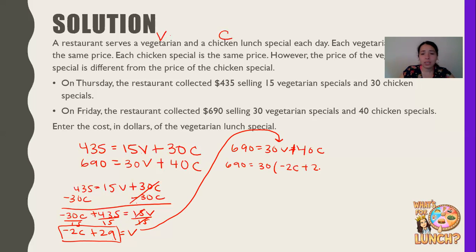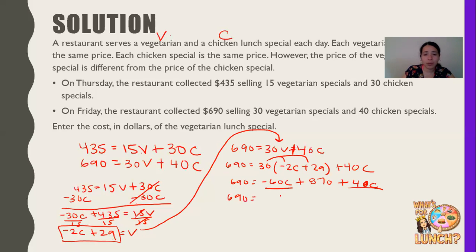Okay, notice this one looks a lot longer than usual, but same thing. Now we're going to distribute. 30 times negative 2C is negative 60C. 30 times 29 is 870. So we're dealing with pretty big numbers. And then this stays the same, 40C. Now notice again, we have combined terms. These end in C, so we can put them together. Negative 60C plus 40C is negative 20C.